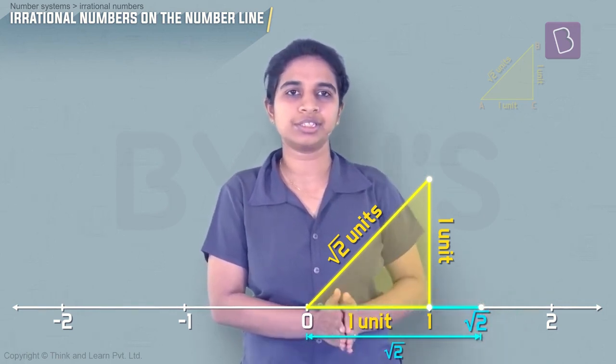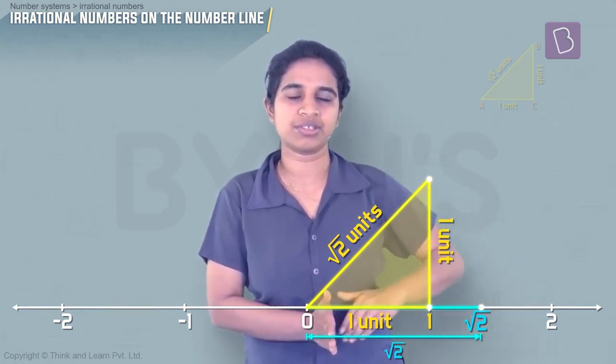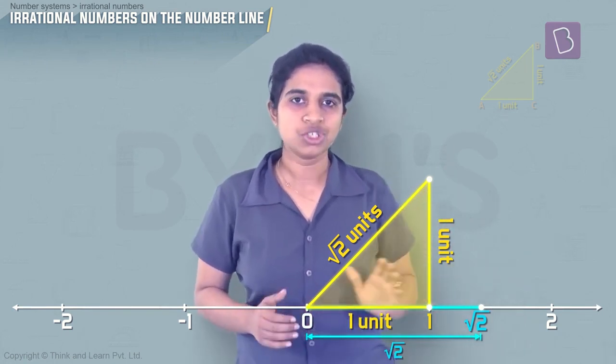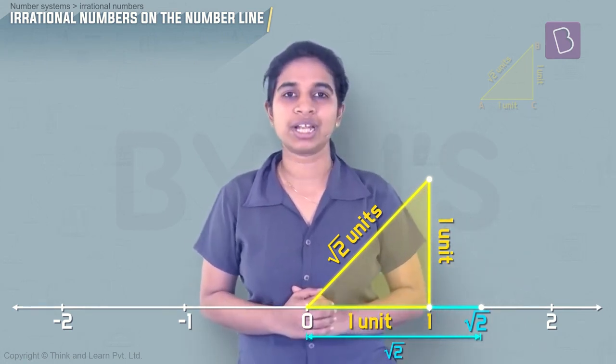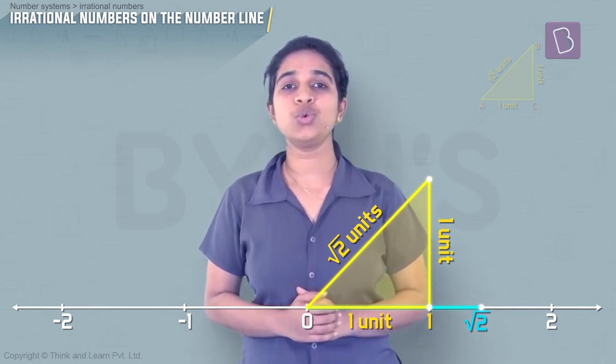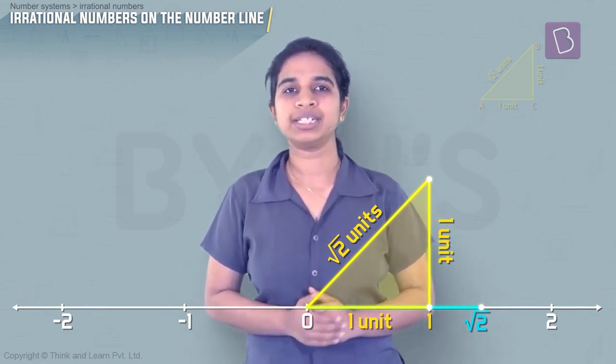Simple, using Pythagoras theorem, right? This side is 1, this side is 1, this is root 2. As simple as that, right? So you have root 2 now plotted on the number line. Let's say you now want to plot root 3. How would you do that?